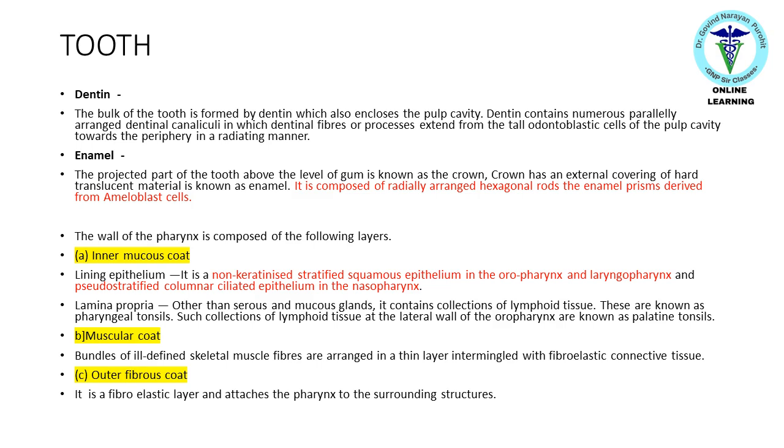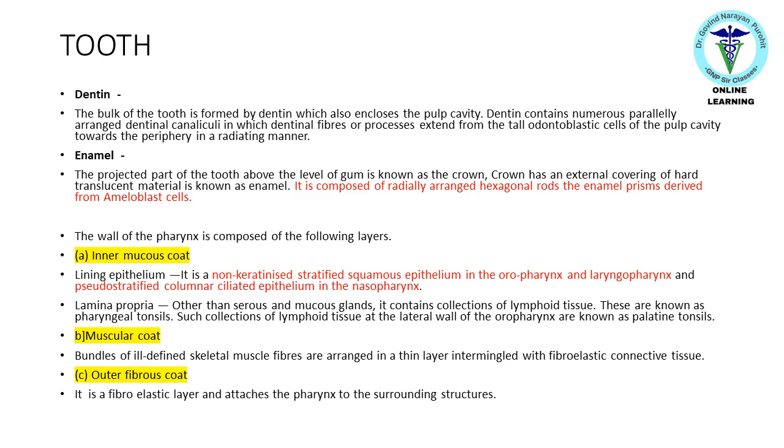Enamel. The projected part of the tooth above the level of the gum is known as the crown. The crown has an external covering of hard translucent material known as enamel. It is composed of radially arranged hexagonal rods, the enamel prisms derived from ameloblast cells.